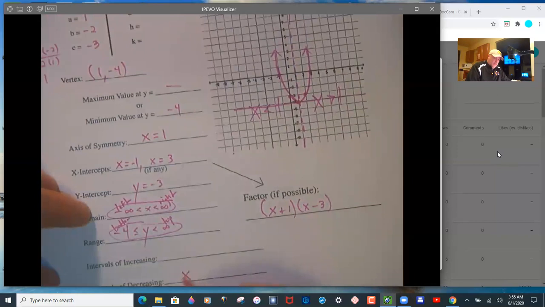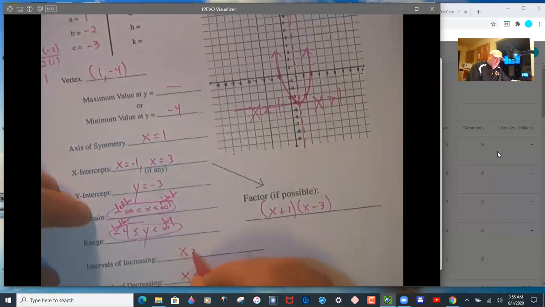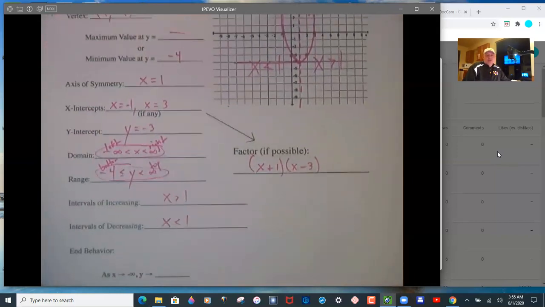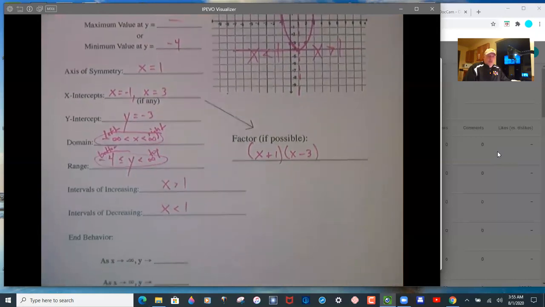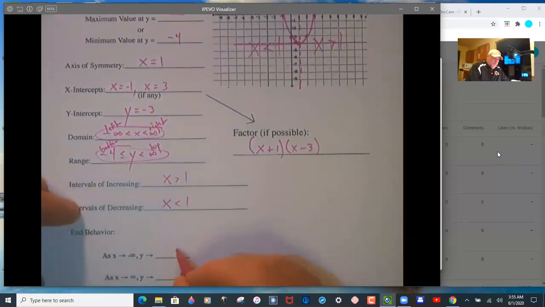So that goes here. And then greater than 1 here. So you got to trace it left to right. You got to put those two inequalities in. End behavior, very simple. What are these ends doing?